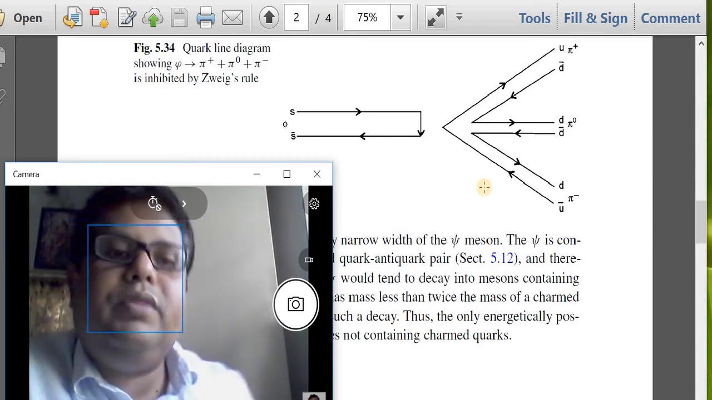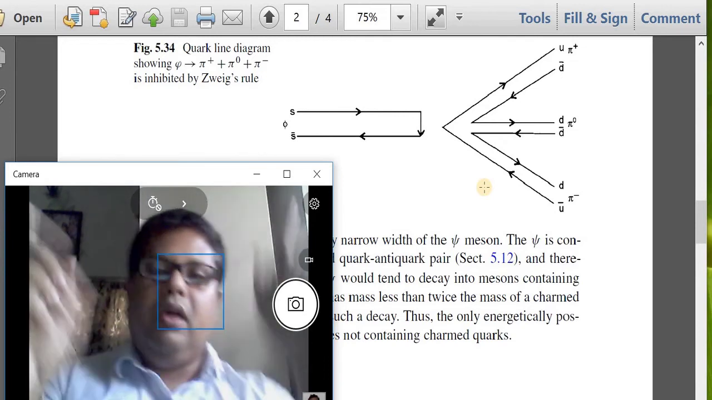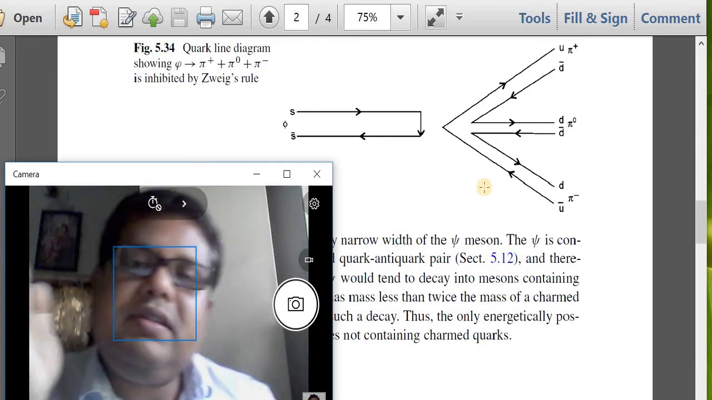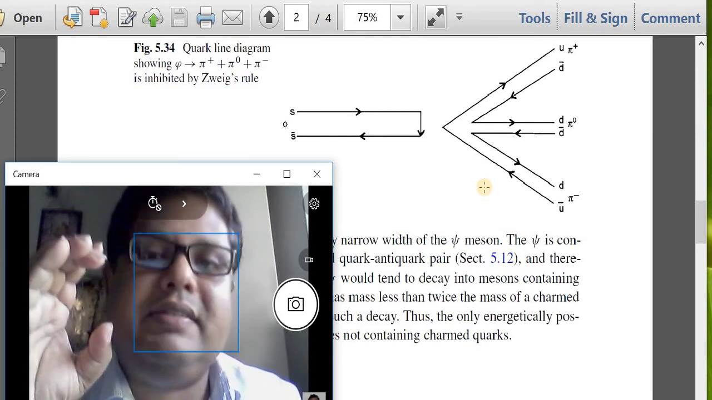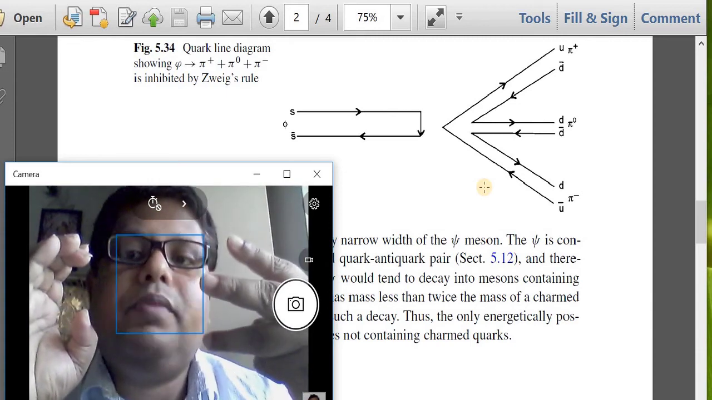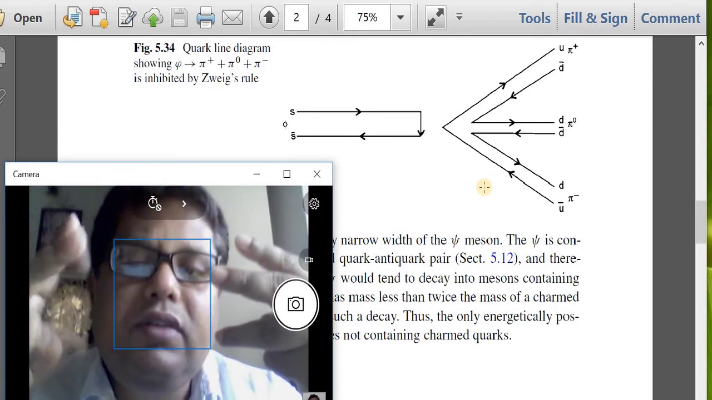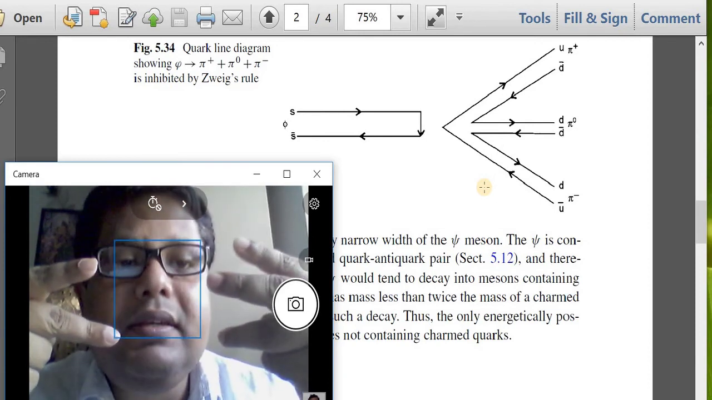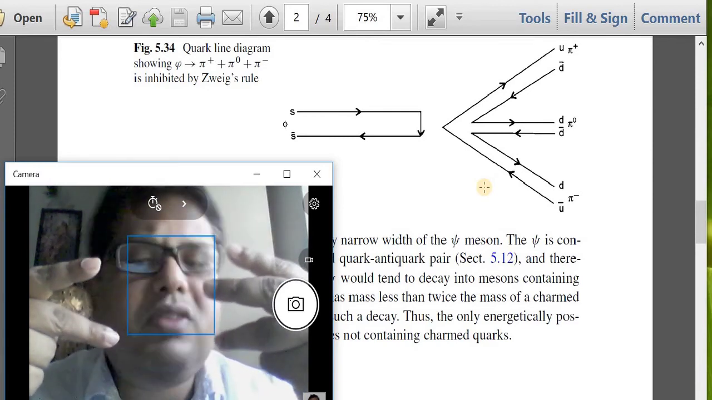The first thing to note, can everyone hear me? Okay, the first thing to note is that the left hand side of the reaction is phi, right? Now phi has constituents S and anti-S. Good. But on the right side of the diagram there are three particles, pi 0, pi plus and pi minus. Interestingly, in none of them is there an S quark. Right? In all three there is no S quark.